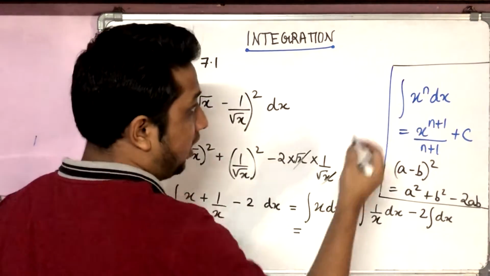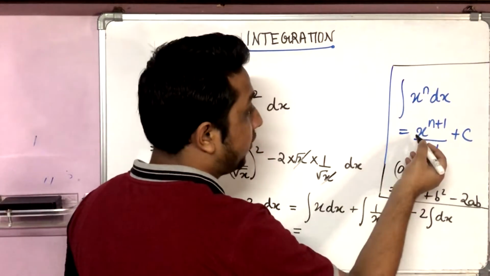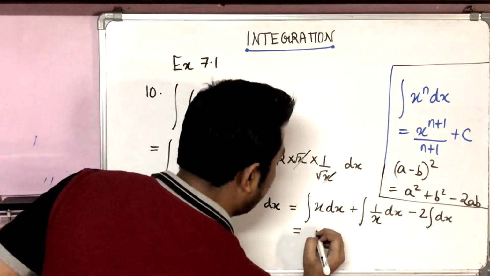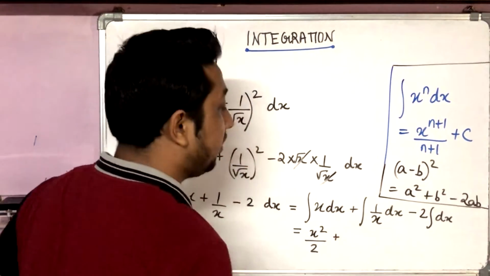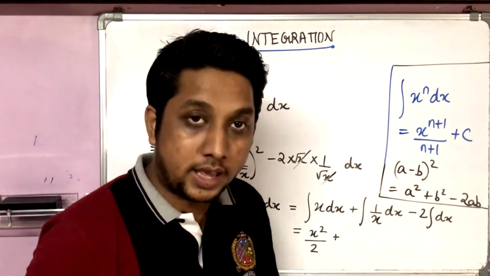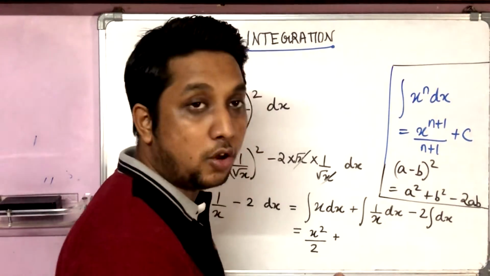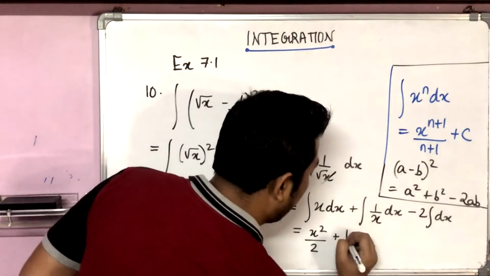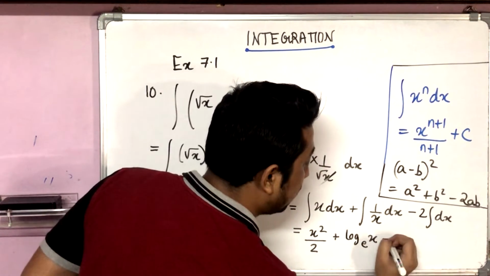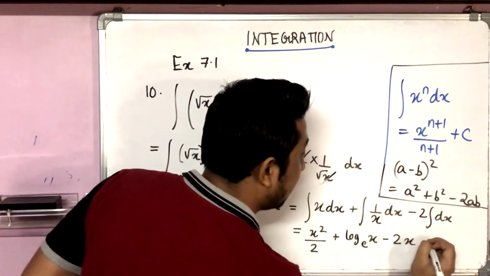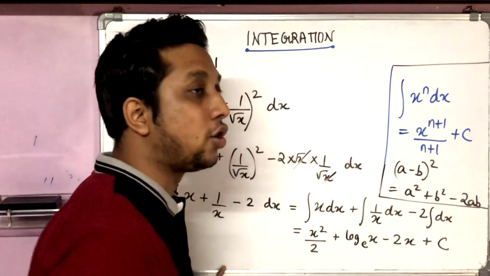Integral x dx इस फॉर्मूला के हिसाब से होगा x to the power 1 है. So x to the power 1 plus 1 by 1 plus 1 that is x square by 2. Integral 1 by x dx होता है log x because d/dx of log x is 1 by x. So that is log of x to the base e minus 2 integral dx is x plus a final integration constant c.